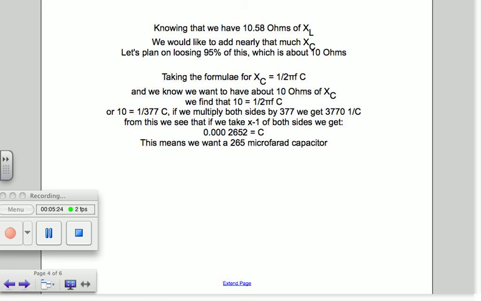3770 is equal to 1 over C. Is that correct? Does 3,770 have a reciprocal? Certainly it does. And the reciprocal of that number is 0.0002652. And if we put that in proper engineering notation, we find that's 265.2 microfarads is what we're looking for.